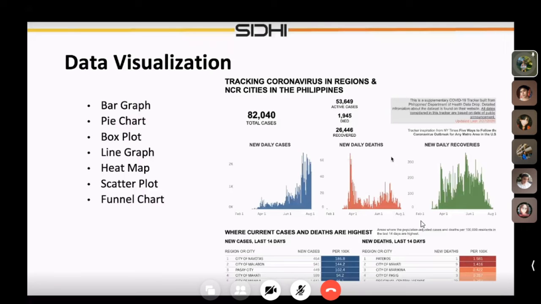I've listed some here. I've shown an example on the right side. So this is just a Tableau dashboard where you would see a lot of different information from the data. So we could see here total cases in the Philippines, how many are active cases, how many have died, how many have recovered. And then we can see from these 3 histograms here how many cases there are each day, and so on and so forth. So data visualization is really key for your data analysis.